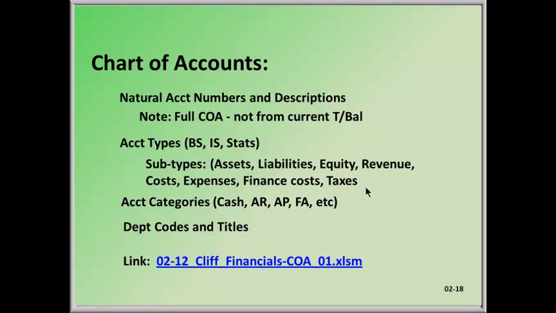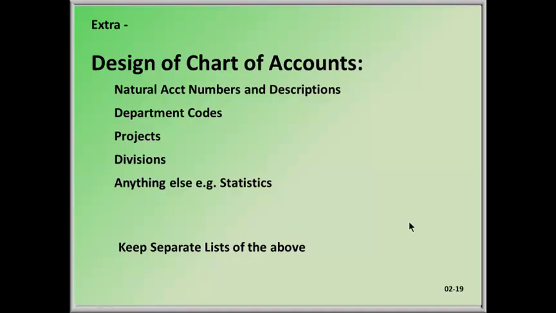Now I wanted to comment about your chart of accounts. You have in your chart of accounts the natural account numbers and your descriptions, and note this is the full chart of accounts, not from the current trial balance. We've already mentioned that. You have your account types, subtypes, and then the account categories, and then department codes and titles. Seems we've already looked at that. I'm not going to dwell on that again.